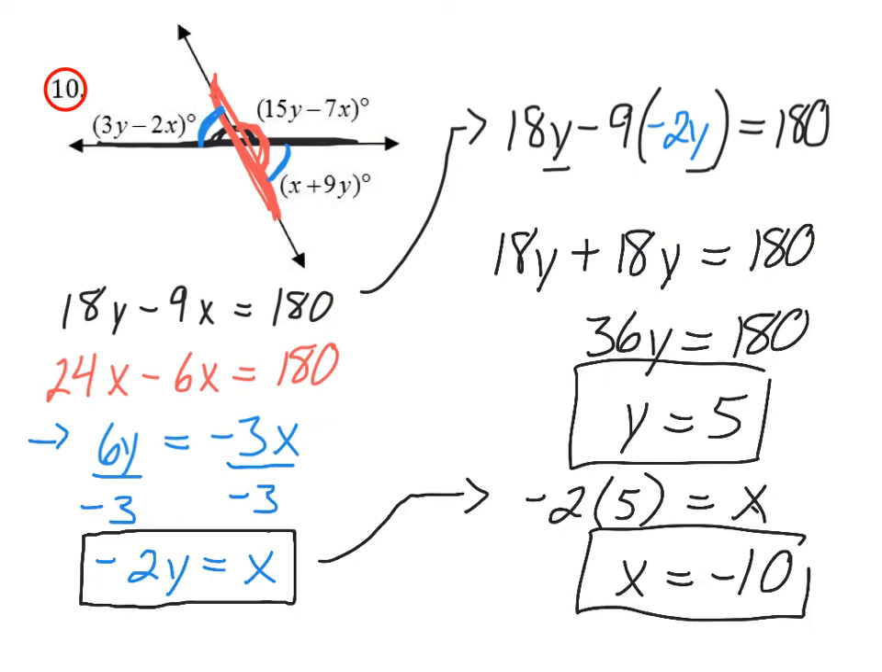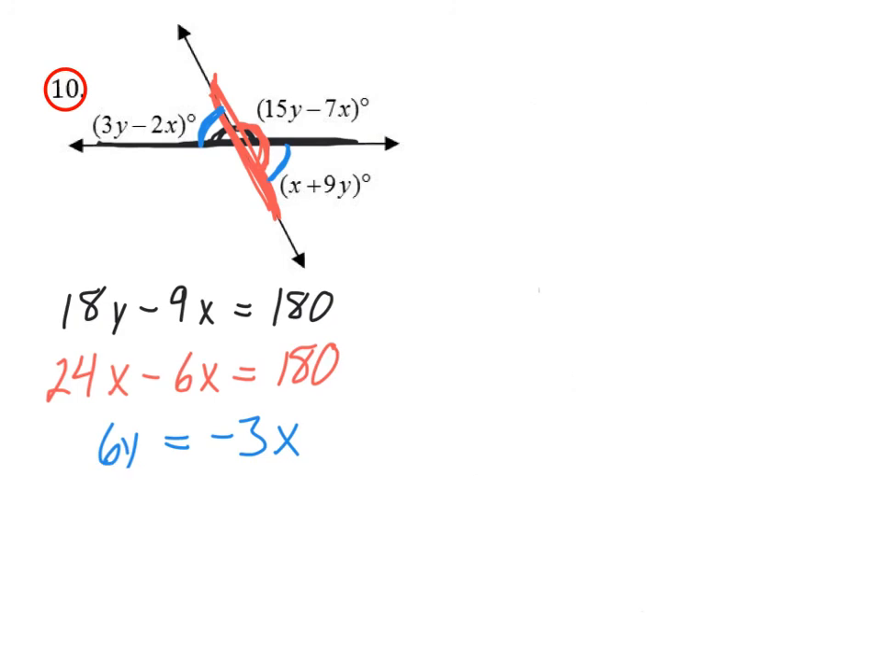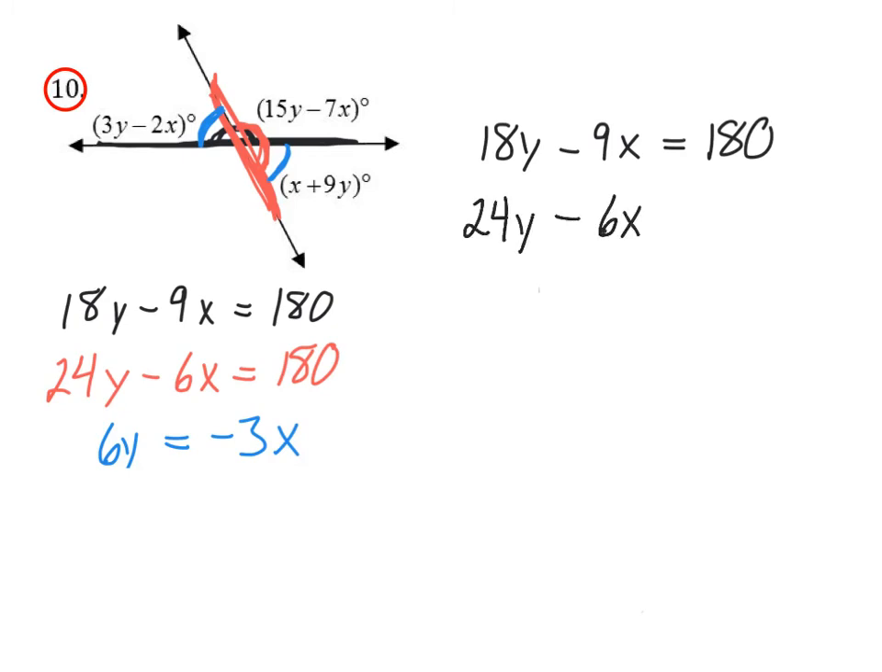Now, we do have a negative here, but it's still going to give me positive angle measures after I plug it into my values up above. I want to take a second to show you guys a different method I can use to solve this. So let's focus on our top two equations. 18y minus 9x equals 180, and 24y minus 6x equals 180.